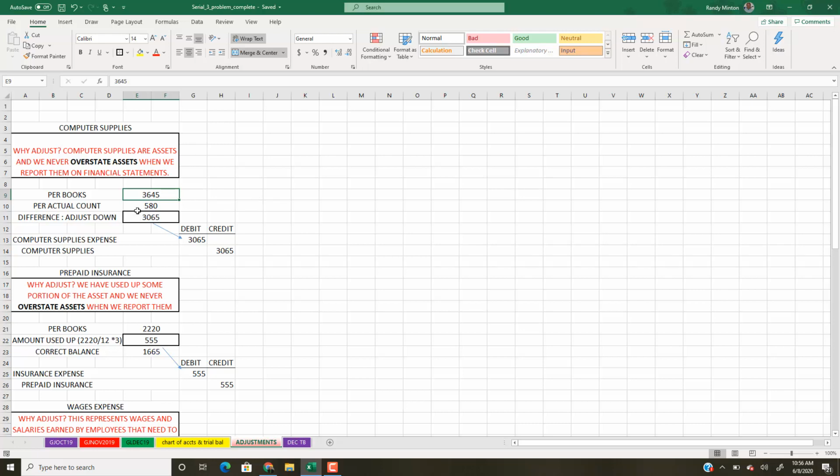The actual count, and that's what I'm going to believe because I just counted it and I extended the prices, is 580. So the difference has to be adjusted down by $3,065, simply the difference between what we have on the books and our actual count. So the difference is an adjustment that we have to make. And here's what the adjustment looks like. Computer supplies expense, $3,065. That's a debit. We're just transferring the supplies asset to an expense.